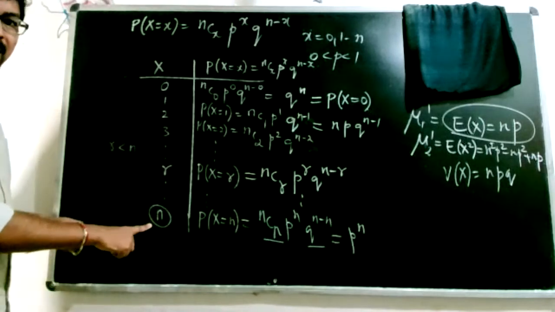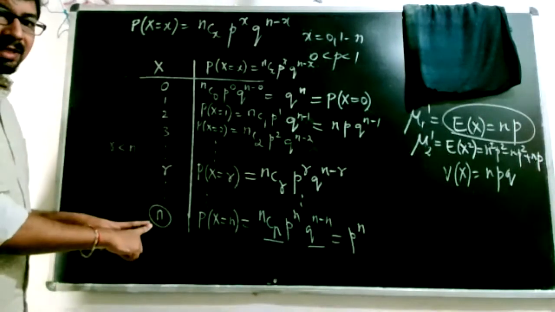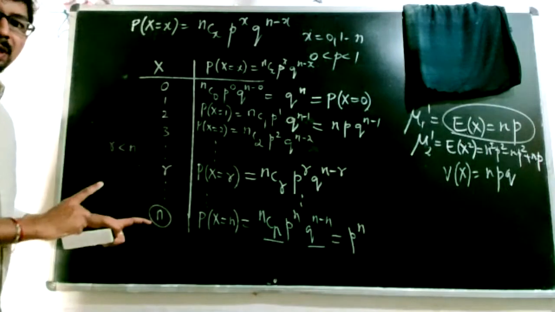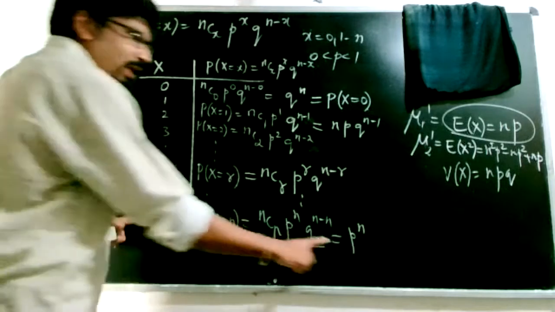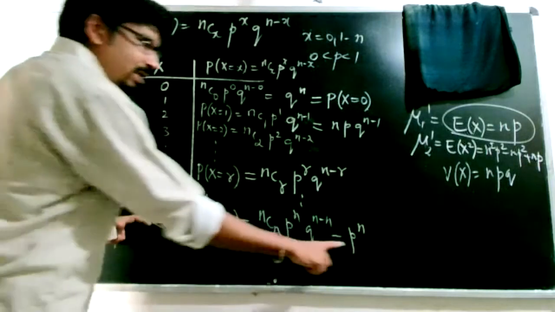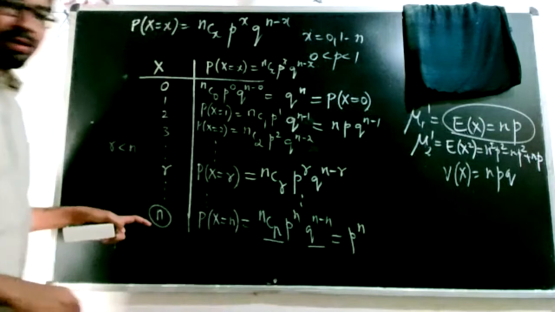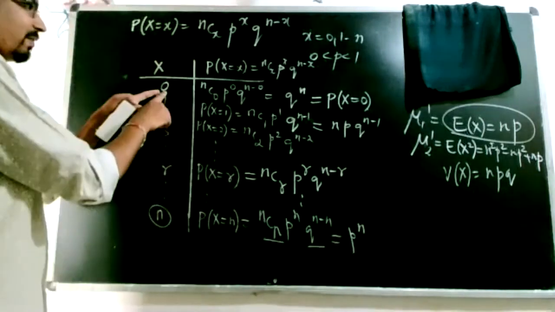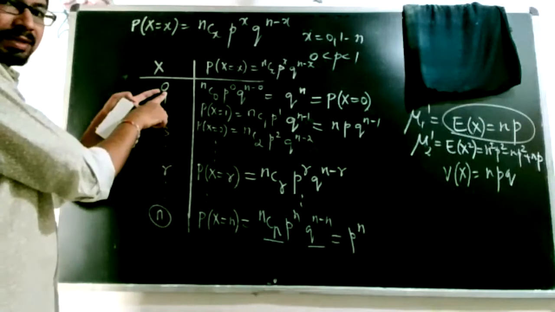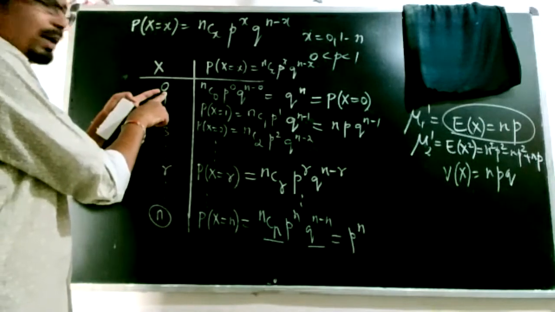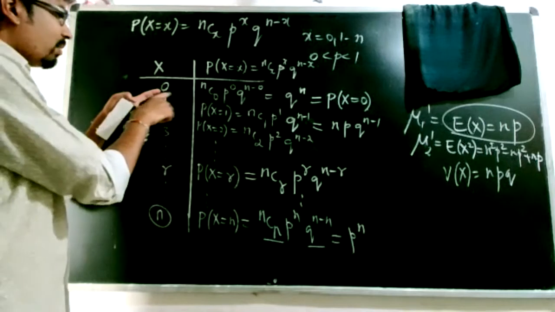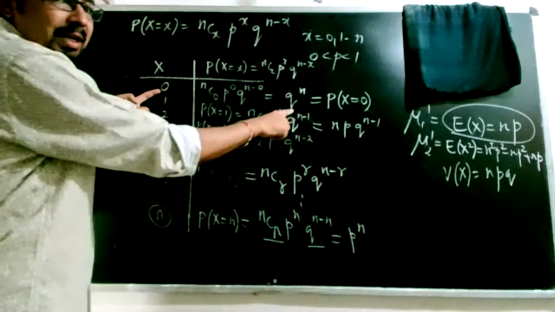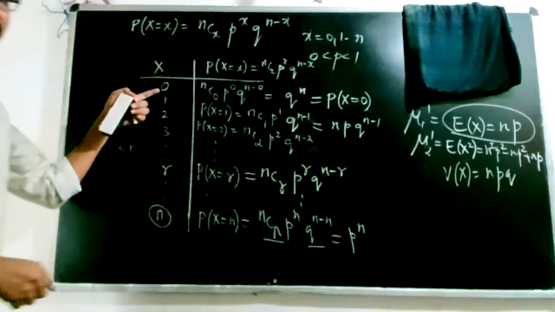X equals n indicates all n Bernoulli trials are success. Each Bernoulli trial has a success probability of p. So when I say n such trials, it will be p into p into p, n times, which is p to the power of n. Similarly, if I say all failures, x is equal to 0 and probability of failure is q. When all my n trials have failed, probability will be q multiplied by itself n times. So it becomes q to the power of n.